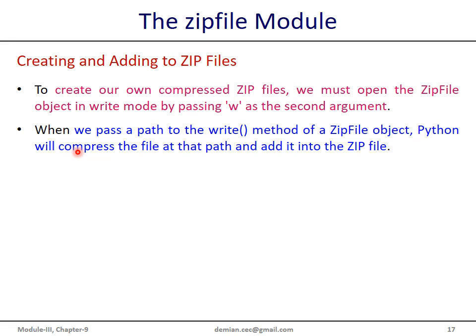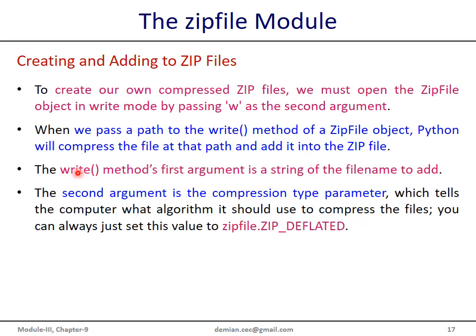And in order to add files onto the zip archive, we have to use the write method of the zip file object, and we have to specify the file path within the write method. When we do so, Python will compress the file at that path and add it to the zip file. Remember, the write method's first argument is the string representing the file name to be added, and the second argument is a compression type parameter which tells the Python runtime which algorithm to be used to compress the file.